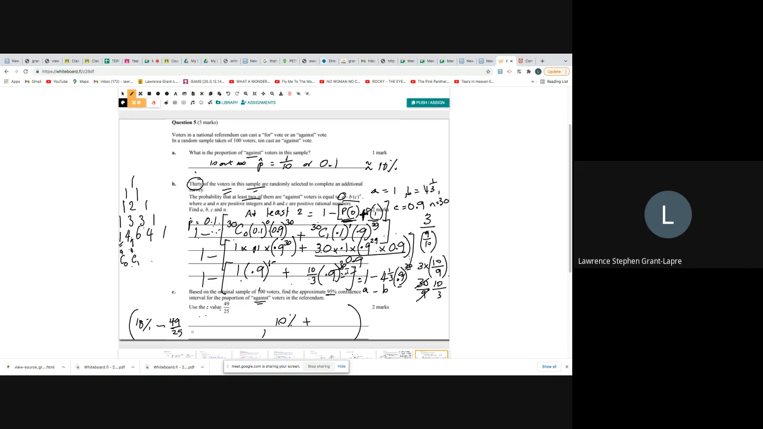So z times the square root of p, which is 0.1, and 1 minus 0.1 is 0.9, over n, which is 100. And that's going to be 49 over 25, times the square root of 0.1, p, times 1 minus p, which is 0.9, over 100. Can't stop there. I know you can't have a calculator, but you see 0.1 times 0.9 is 0.09, and over 100, the square root of 0.09 over 100 is 0.3 over 10, which is 30 over 100. So what we have to do is change this to 49 over 25 times 30 over 100.